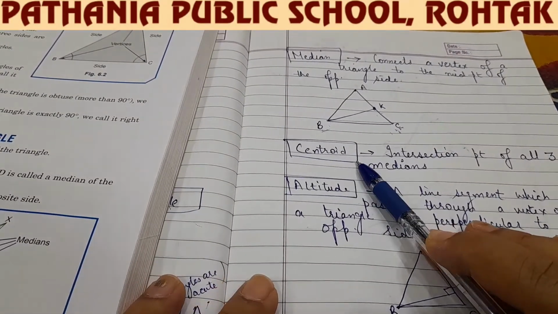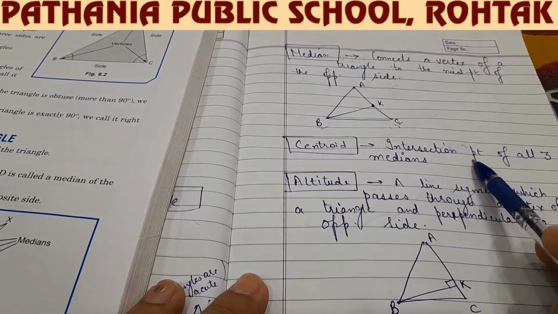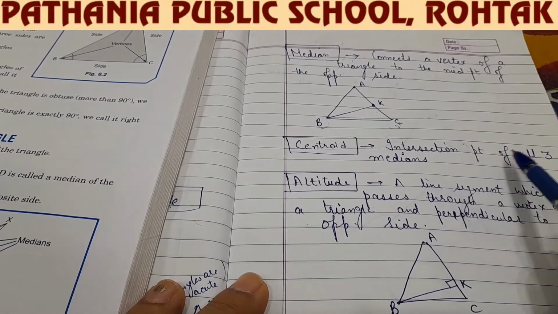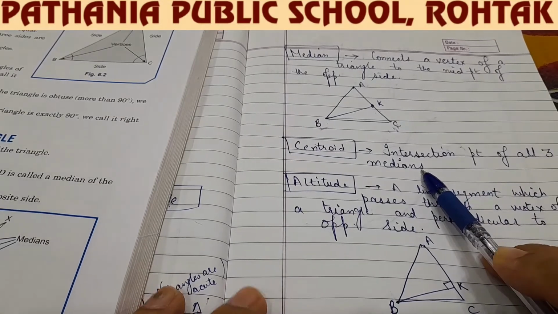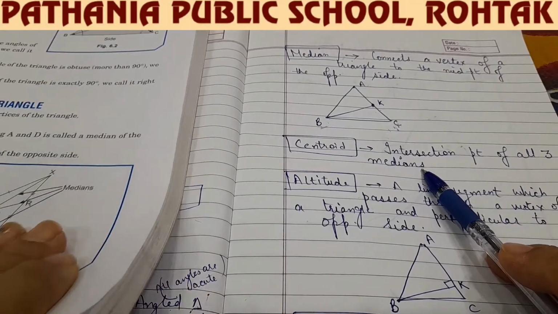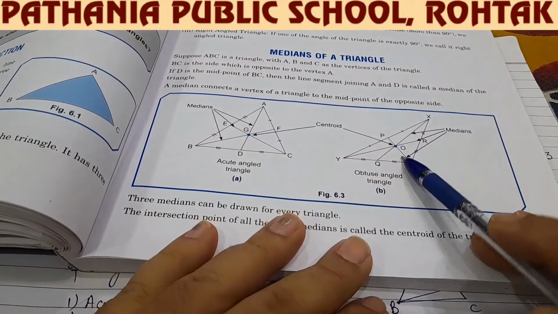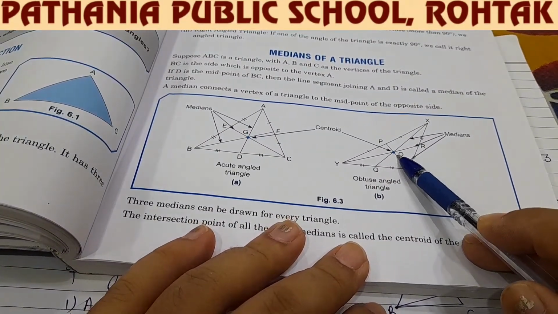What is centroid? Intersection point of all the three medians. Where all the three medians meet, that point is called centroid. See, it is given in your book. So this point is centroid.